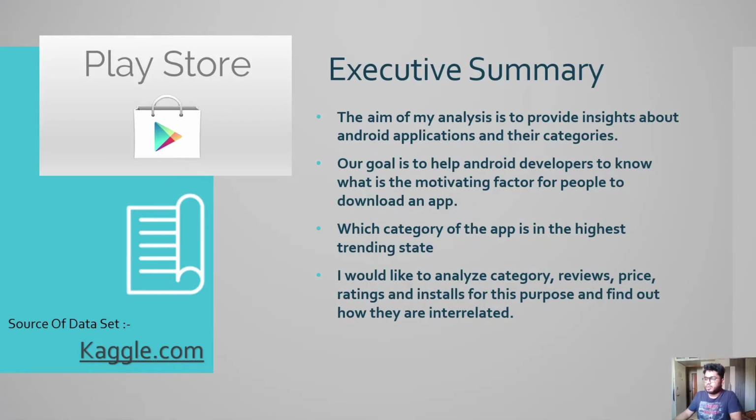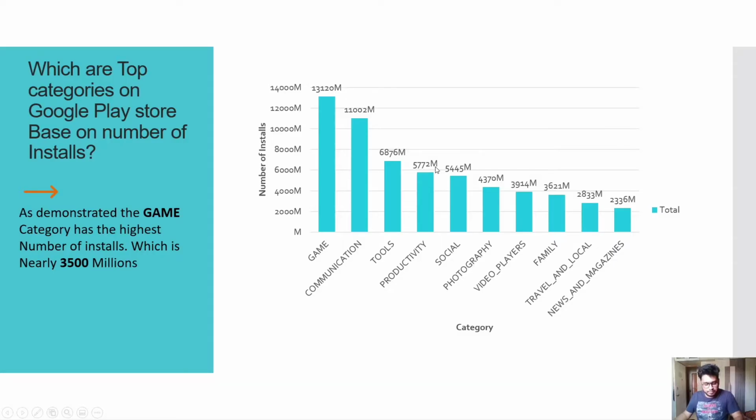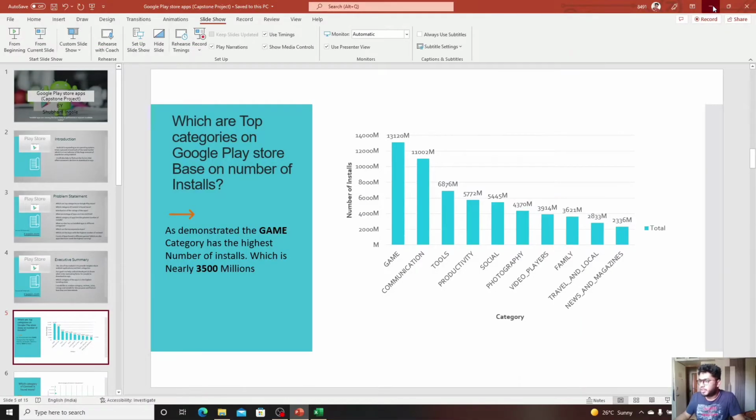So let's go to our executive summary. The aim of my analysis is to provide insights about Android applications and their categories. Our goal is to help Android developers know the motivating factors for people to download an app, and which category of app is the highest trending. I would like to analyze the category, reviews, price, rating, and installs to find out how they are interrelated. Before going to this, let me share my dashboard.